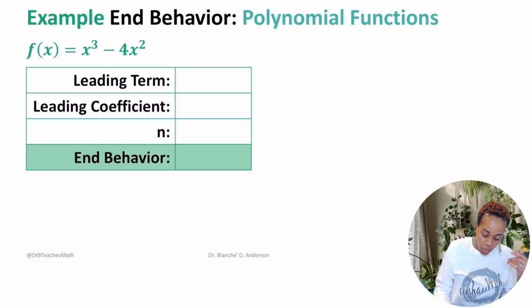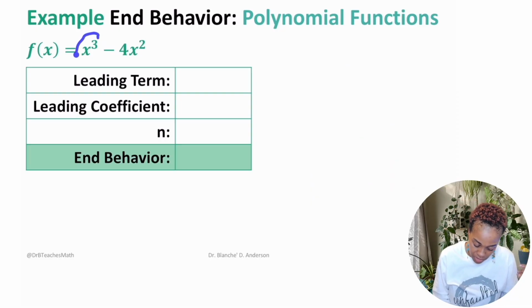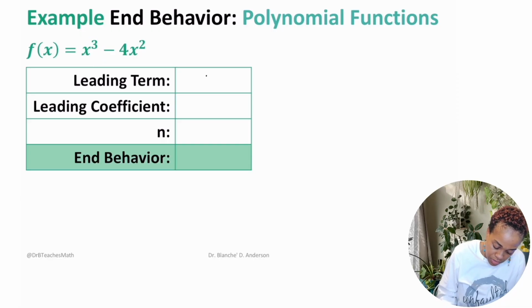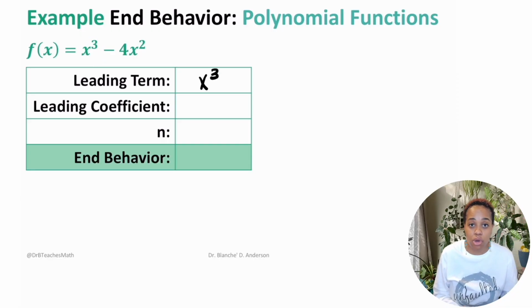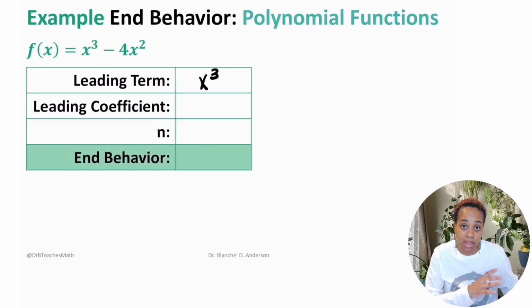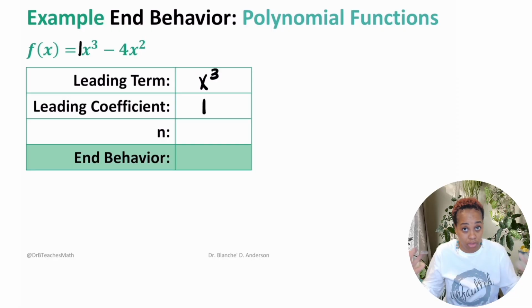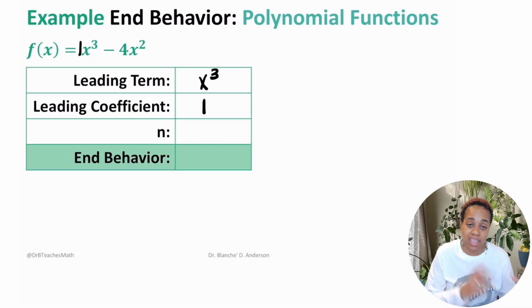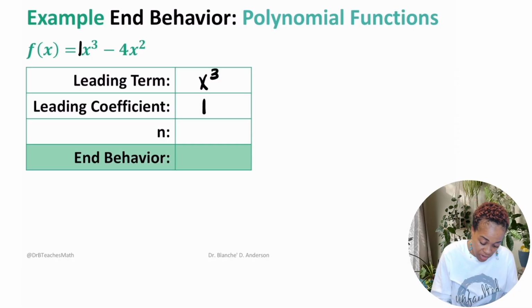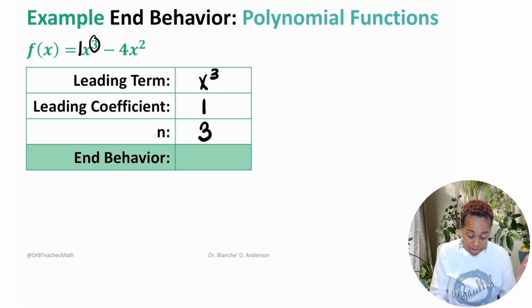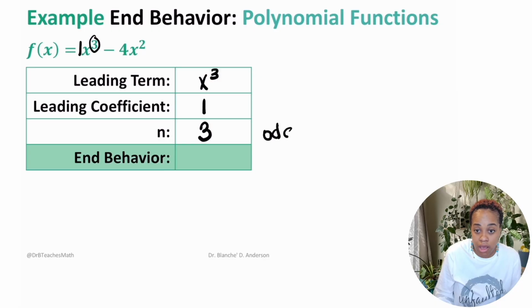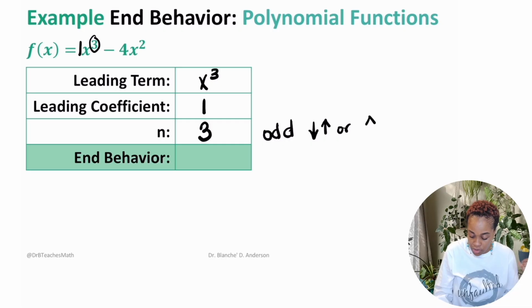Look at this one. What is the leading term? It's the largest one, right? Good. So x cubed. What is the leading coefficient? The leading coefficient is the number tied to the leading term. It's a 1 because remember we don't write a 1. It's an understood 1. Anything other than 1 we write it. What is the n? The n is the degree of the polynomial function. It's going to be 3. Now, our degree is odd, right? It's odd. So we know it's either going to go down and up or it's going to go up and down.